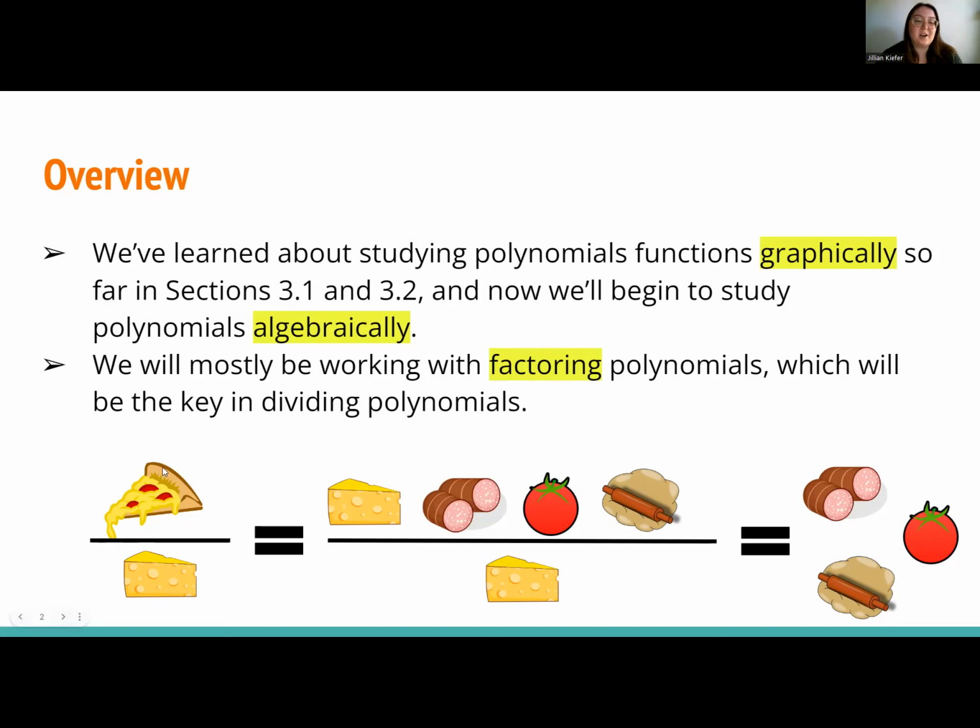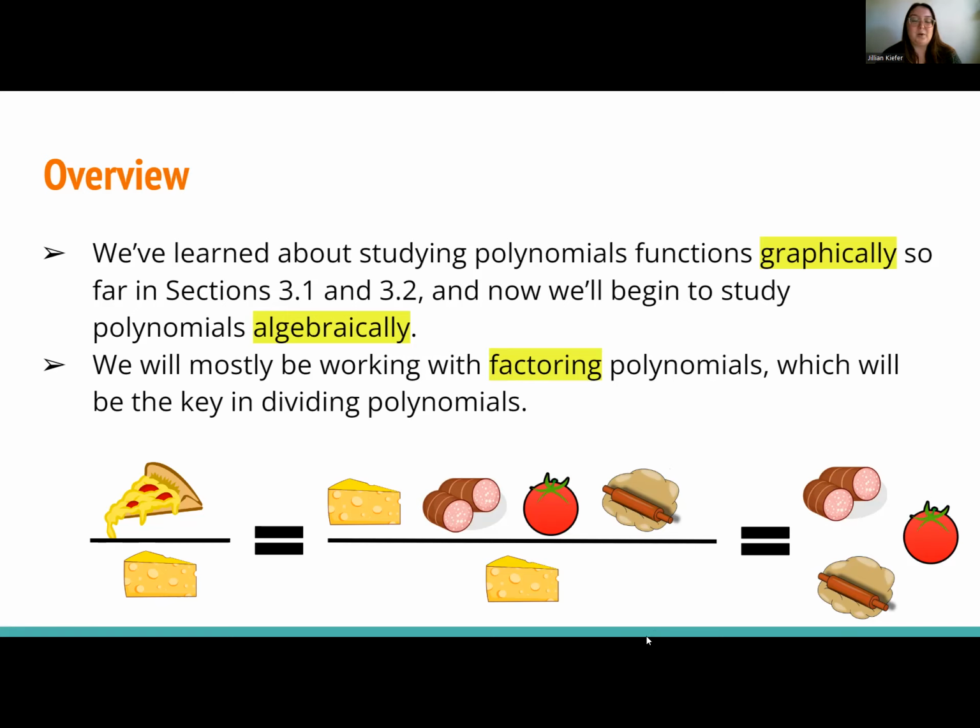So if you're going to divide pizza by cheese, pizza can be separated into a bunch of different things. It can be separated into cheese, pepperoni, tomato, and pizza dough, and you're dividing this all by cheese. For a problem like this, it works out very nicely, because if you had cheese times pepperoni times tomato times dough divided by cheese, you get to cancel out the cheese. What's left over is the pepperoni, the tomato, and the dough. So that's just a reminder of what we do when we divide.